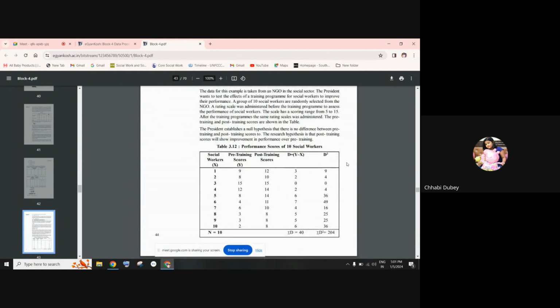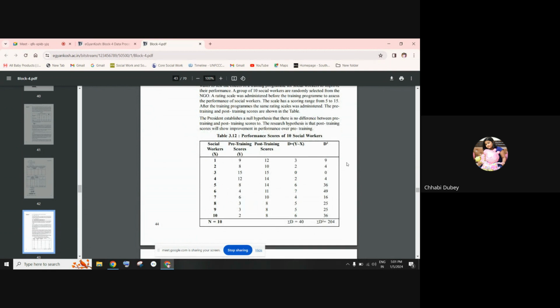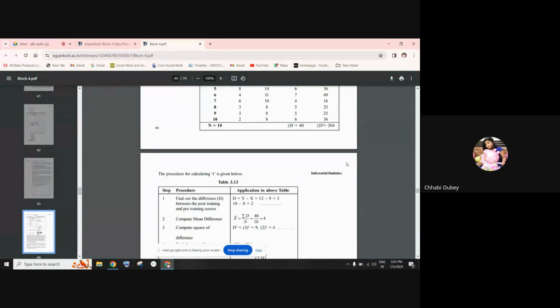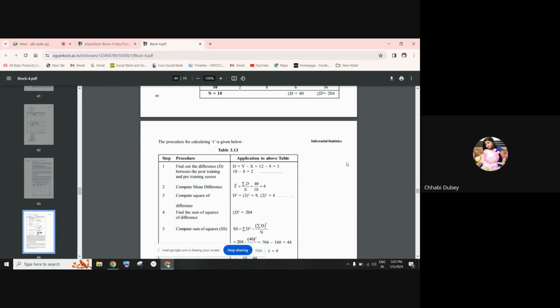Now they have explained this by the table above: performance scores of 10 social workers. Now, the t-test can be calculated by using the following procedures. First, we will find out the difference between the post-training and the pre-training scores. After that, we will compute the mean difference of the two. We will compute the square of the differences.